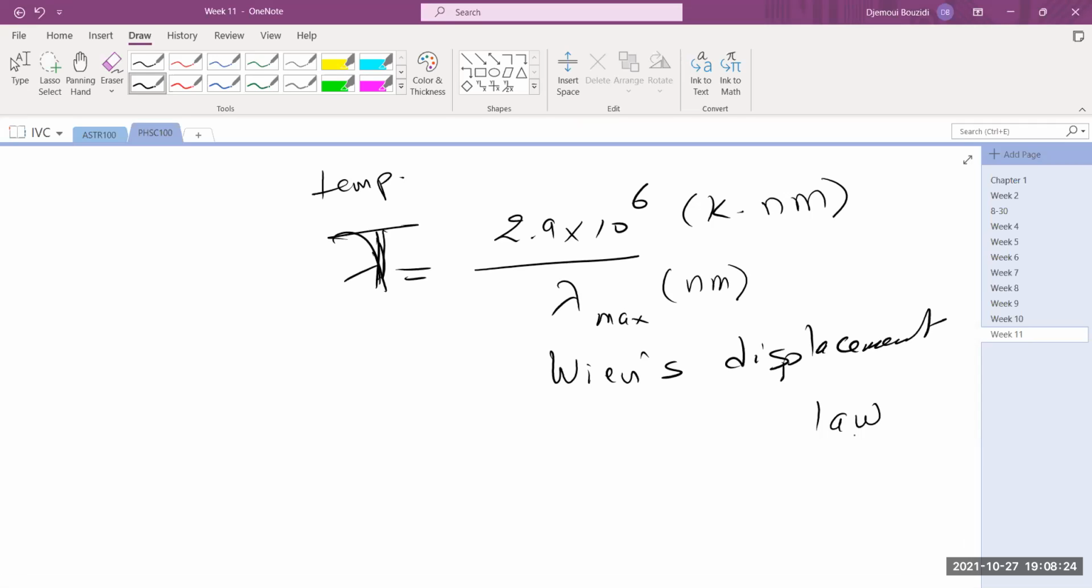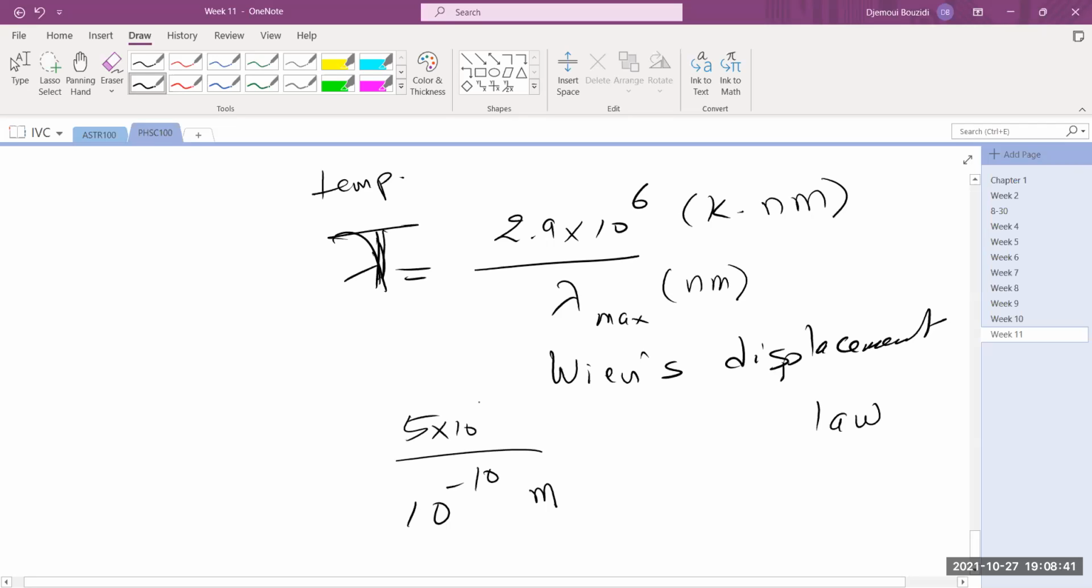We still didn't answer another part of the problem. How large is this compared to the size of an atom? The size of an atom is about 10 to the negative 10 meters. That's how big the atom is. And this wavelength is 5 times 10 to the negative 7. So the wavelength of the blue light is from here to here.